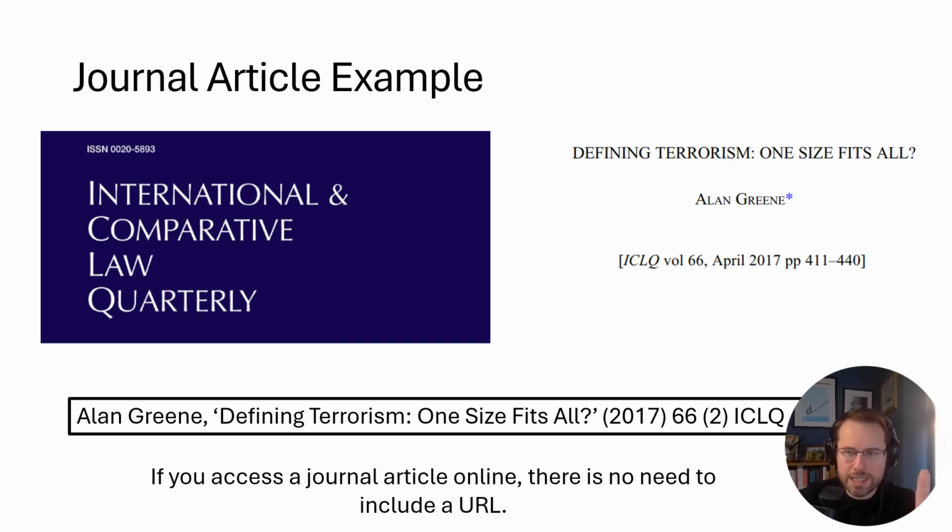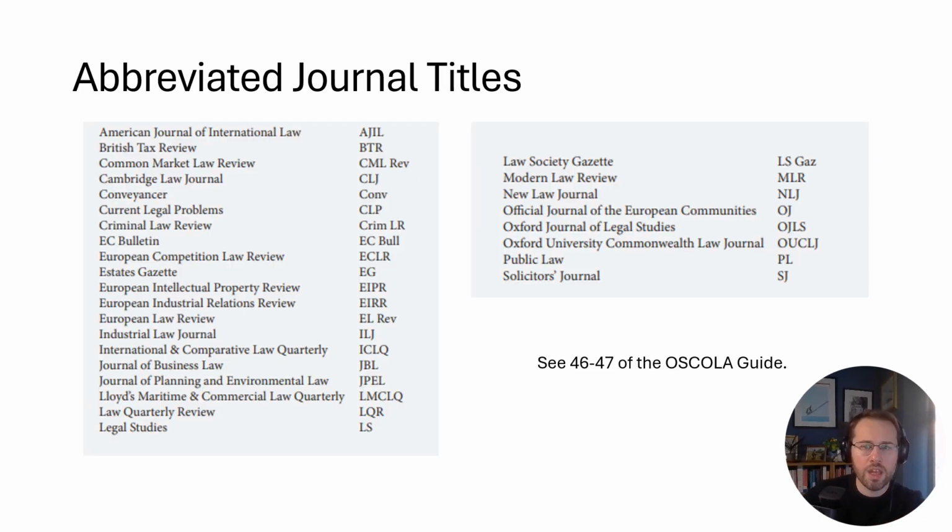You don't need to do that if the journal has a hard copy, and most journals, you can assume that it does. You don't need to include the URL. And again, that's a waste of word count if you're including that. So don't include that kind of material. It's not necessary.